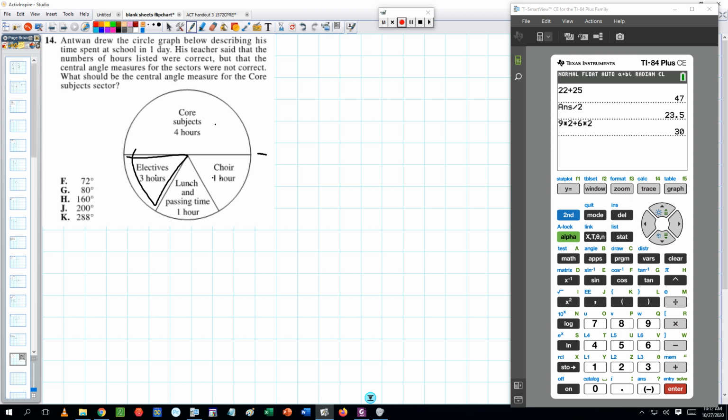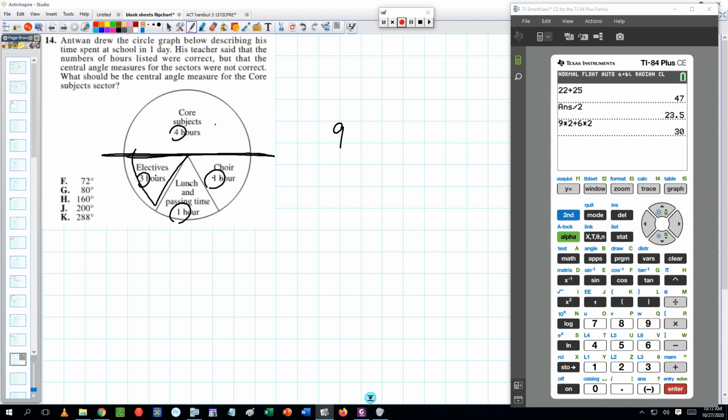Yeah, it looks like Antoine has this top one here being half of the circle, so it'll be 180. That's not correct because 4, 3, 1, and 1 add up to be 9. So 4 isn't half of 9. It's close, but it's not half. So this shouldn't be half of the circle. So what should it be?